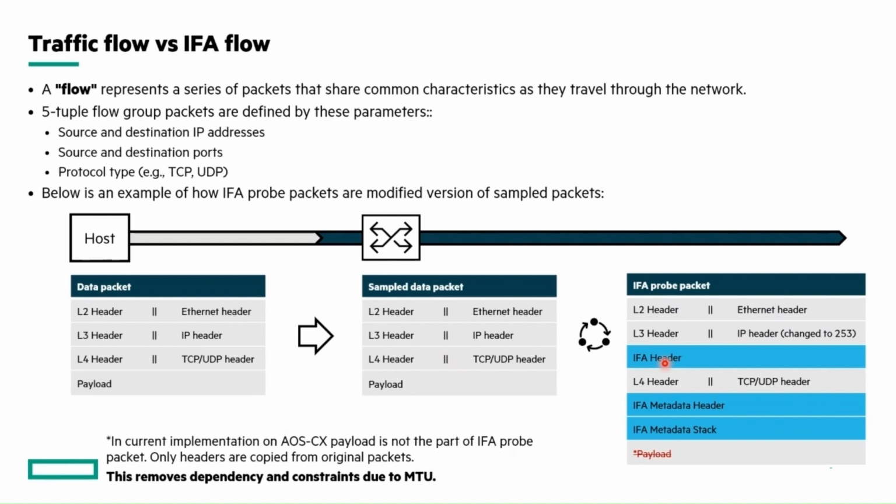Now the blue parts that you're seeing on your screen are where IFA will update its data to this packet. It should be critically noted that the payload that was originally part of that flow packet will not be taken by the IFA probe packet. This is how we have currently implemented it, and this is good because this removes the dependency and constraints which may be raised due to the MTU.